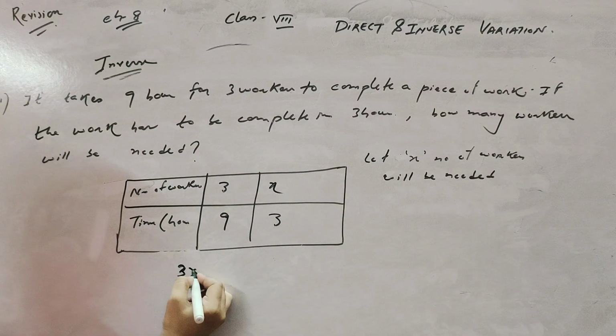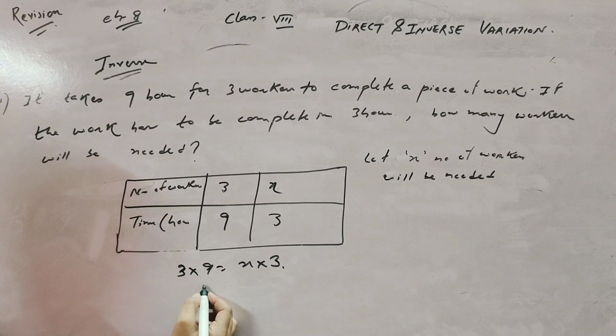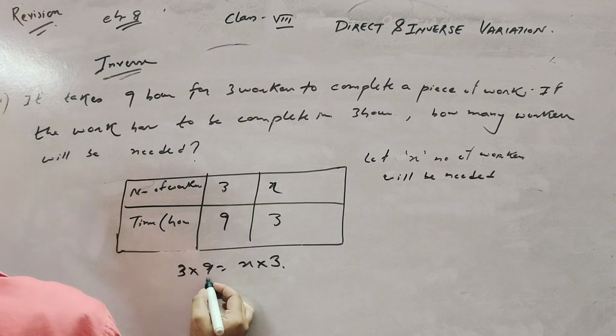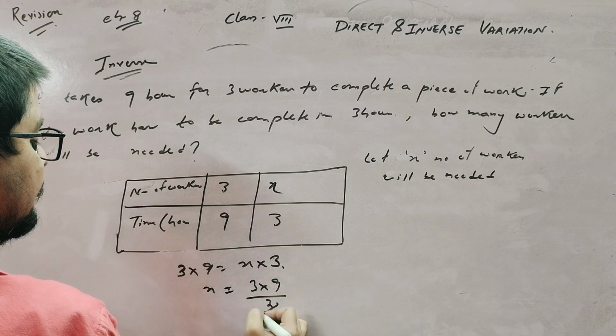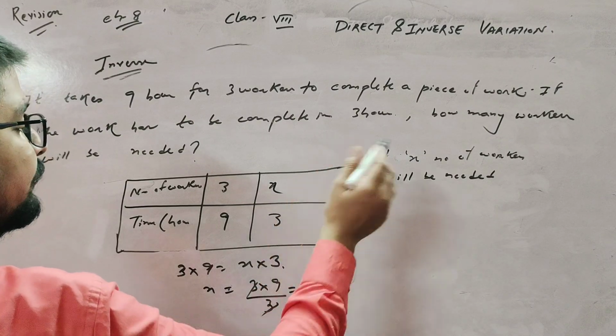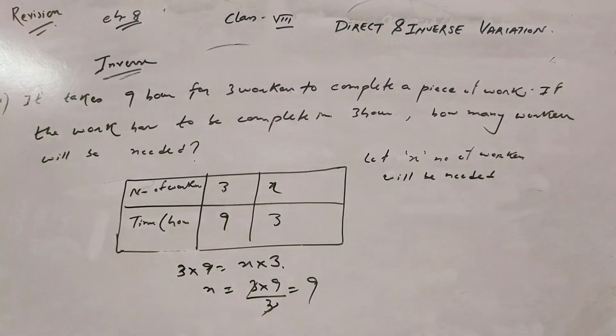So 3 into 9 equals x into 3. So x equals 3 into 9 by 3. 3 cancels, only 9. So we need 9 workers to complete the work in just 3 hours. Okay, note.